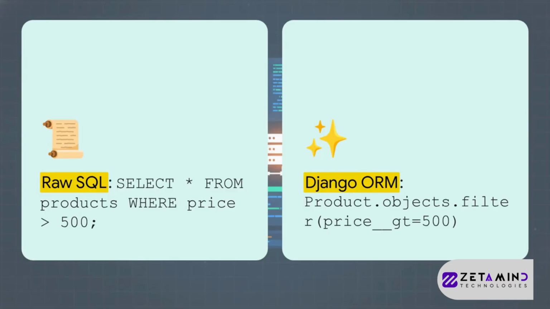First up, the Django Object Relational Mapper, or ORM. Just look at this. On the left, we've got a regular old SQL query. It works, sure, but it feels like a different language. Now look at the right. That's the Django way. It's clean, it's readable, it's just Python. You're talking to your database using objects you already understand.